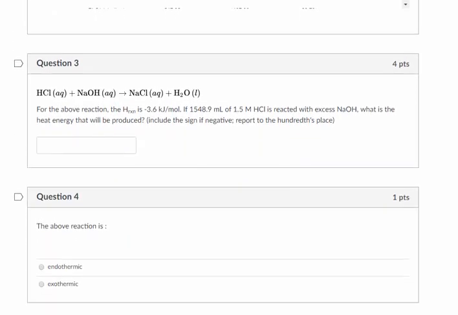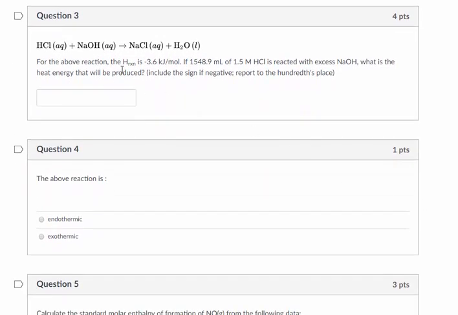Number 3, for this reaction, we are given the enthalpy of the reaction is a negative 3.6 kilojoules per mole. If we have these conditions, a volume of an HCl solution that reacts, then what's the heat energy that is produced? And we're told to report to the hundredths place. So first I'm going to write down that balanced equation, because I'm actually going to need one of those coefficients. Okay, I'm going to leave the phases off for the time being.